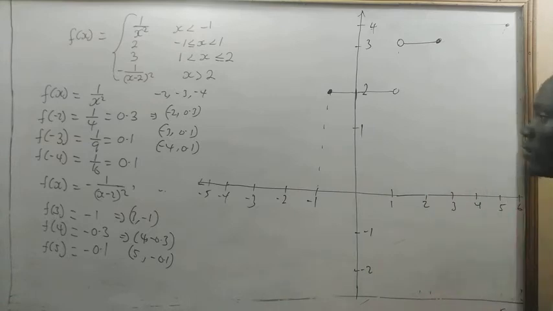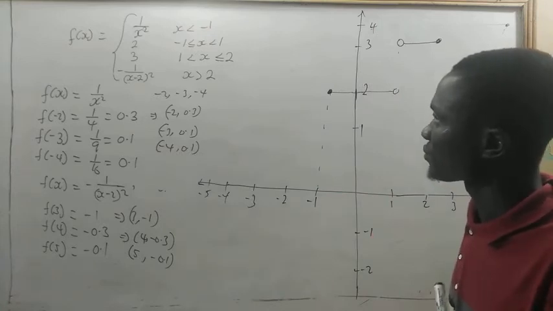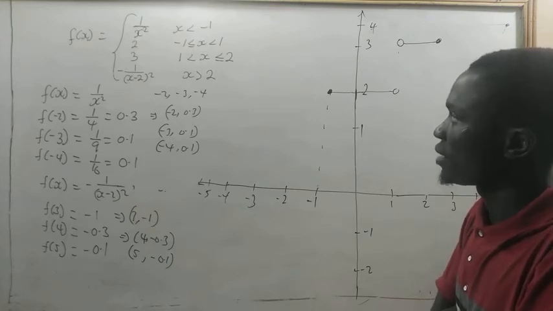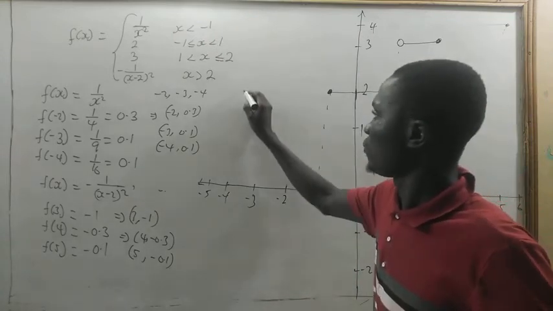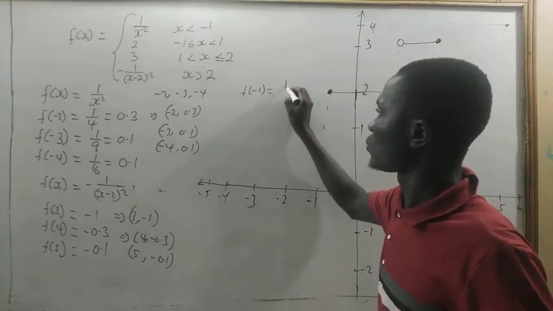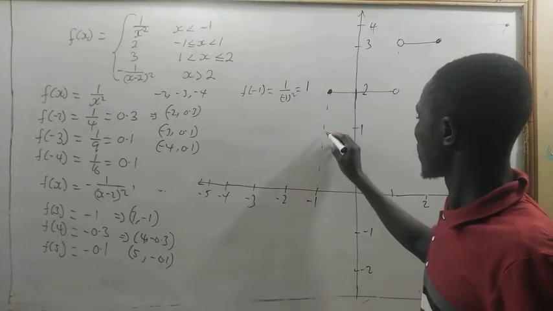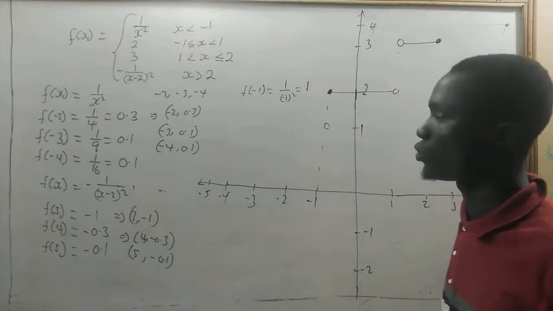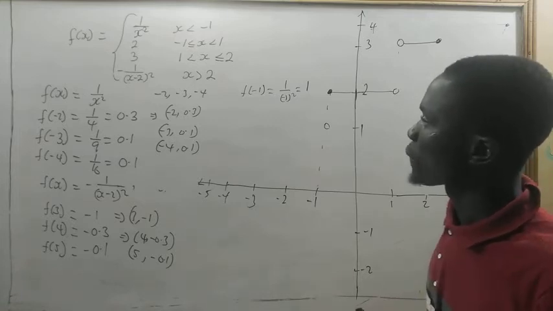Now, let's look at this one. We took values less than negative 1, which means negative 1 is not included. But if we take f of negative 1, we get 1 on negative 1 squared, and that will give us 1. So we can plot that point and it is not included, so we show it with a circle.